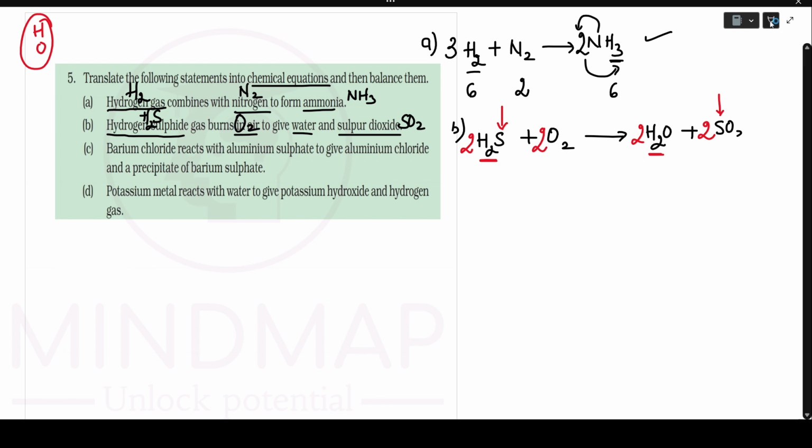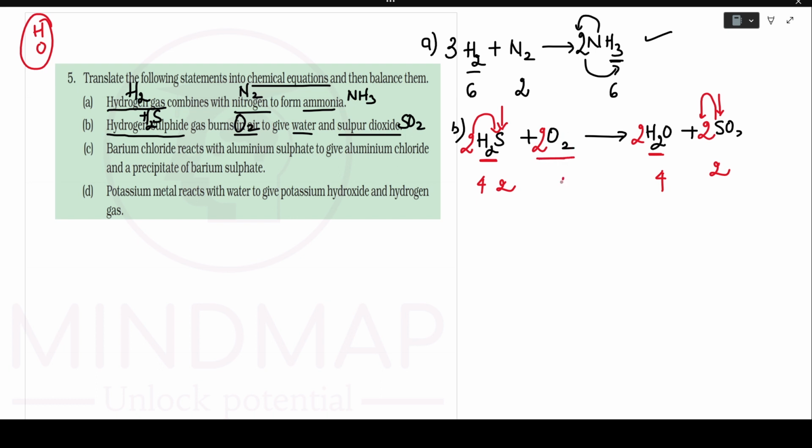Okay. Now let's check. Let me clear this one so that it will be easy for you to understand. So, let's recheck the whole equation again. Hydrogen here is 4. Hydrogen here is 4. So, hydrogen is balanced. Sulfur here is 2, and here sulfur is also 2. Fine.